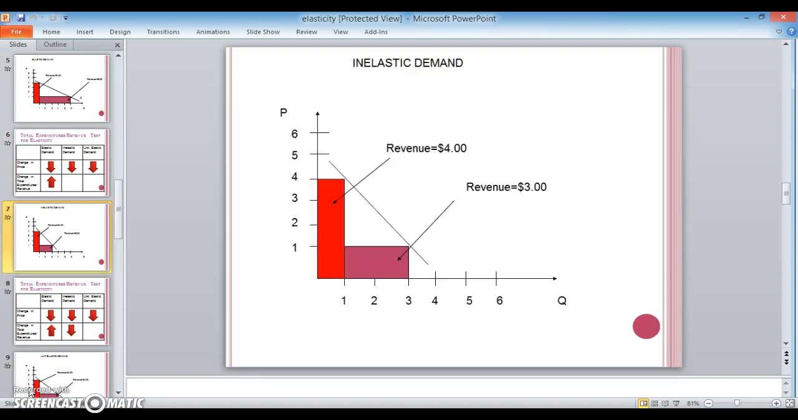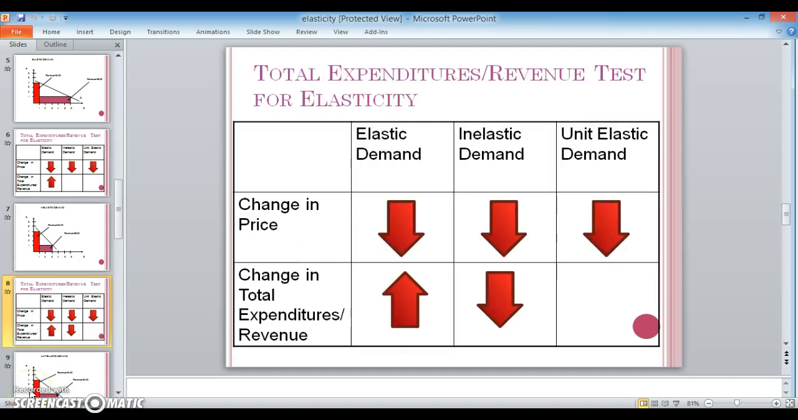In this example of the inelastic demand curve, you'll notice that the curve is much steeper than it would have been in an elastic demand curve. When the price is set at $4, 1 unit is demanded, resulting in a $4 revenue. Then, when the price shifts down to $1, 3 units are demanded, resulting in a $3 revenue. This proves that for inelastic demand, when there is a decreased change in price, there is also a decreased change in total revenue.